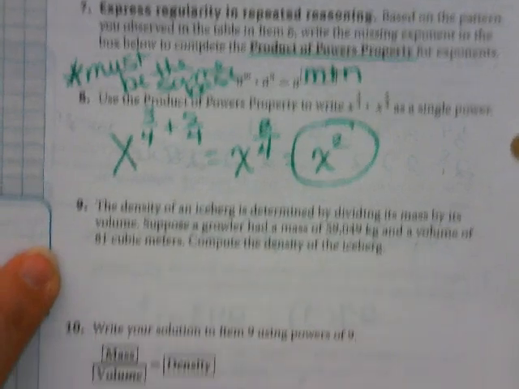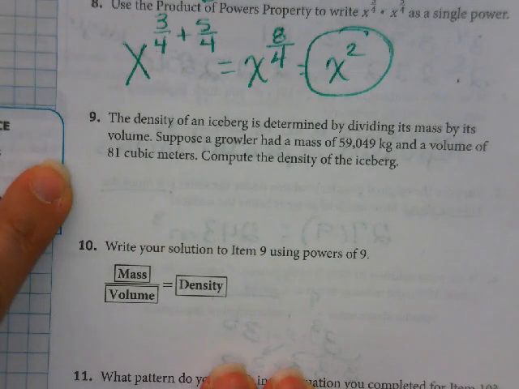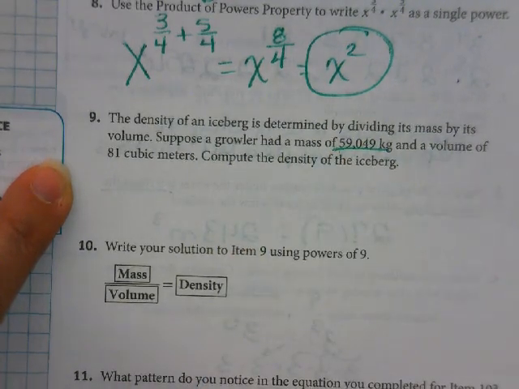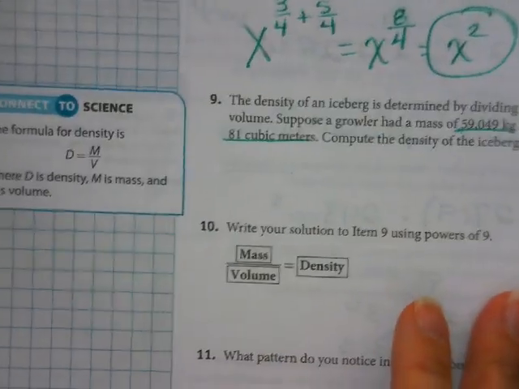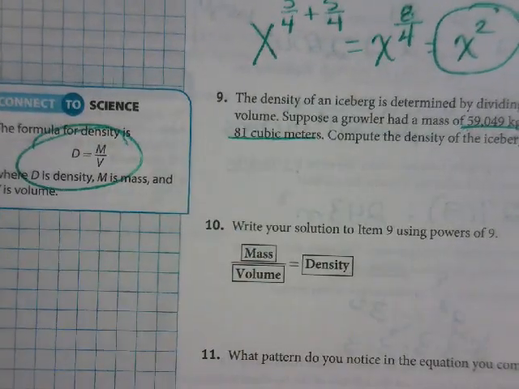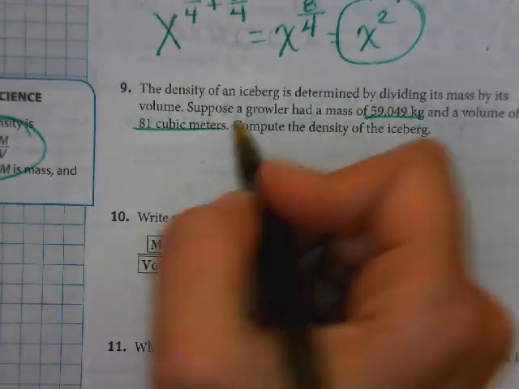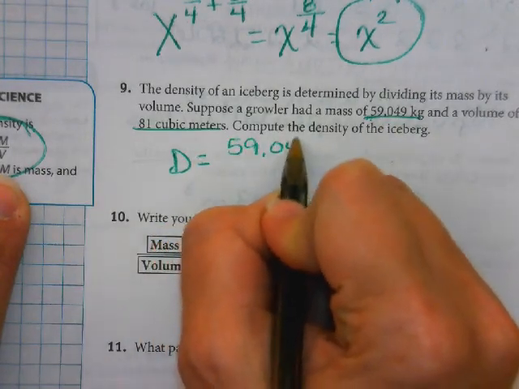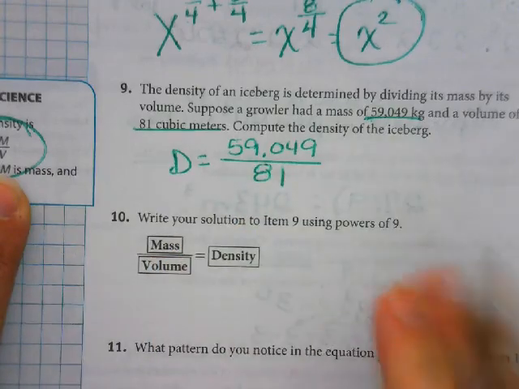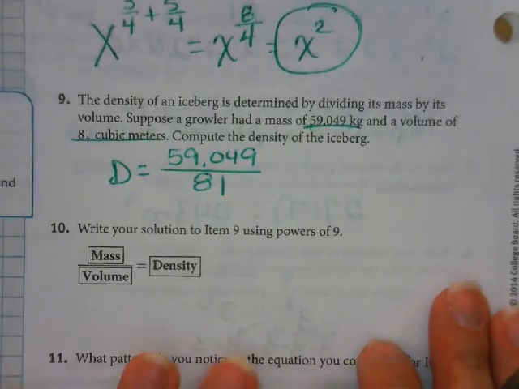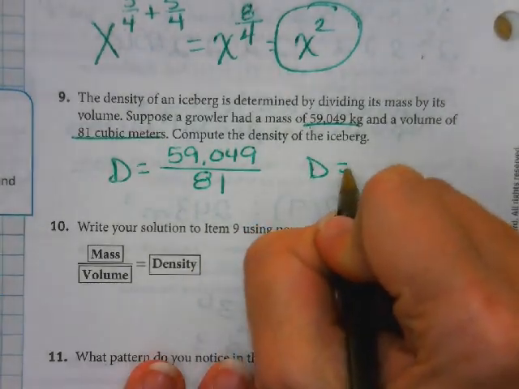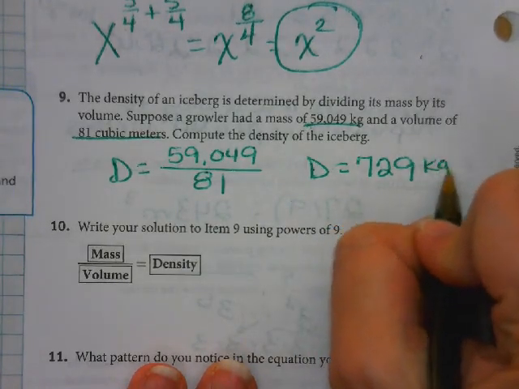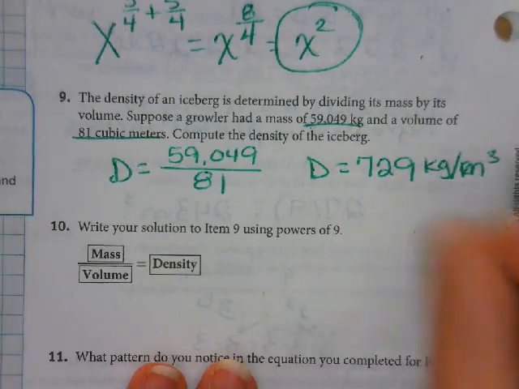The density of an iceberg is determined by dividing the mass by its volume. Suppose the growler has a mass of 59,049 kilograms and a volume of 81. You can see this formula over here: density equals mass over volume. Compute the density of the iceberg. Well, density equals mass, so we're going to write 59,049 over volume. I don't have my calculator right here, but you can put that in the calculator and you will get a density of 729. And this would be kilograms per cubic meter.